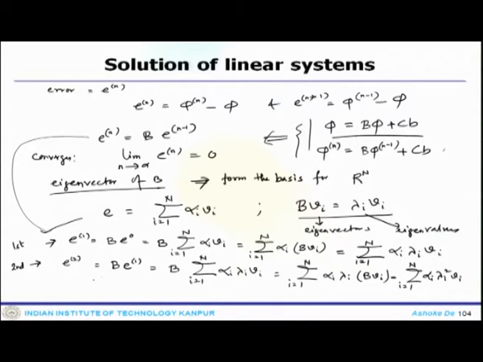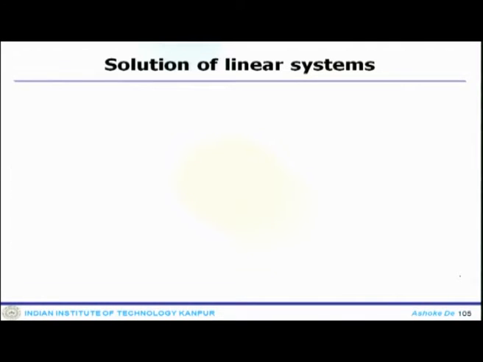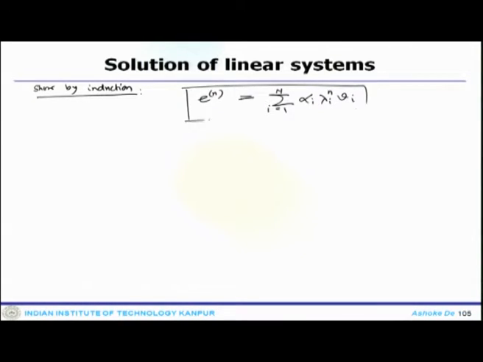Now this can be continued, like the third iteration, fourth iteration and so on, and one can finally obtain or show by induction, for finding the spectral radius, that you express this for the nth level. This is the summation of i equals 1 to n of alpha i lambda i to the power n small vi. So that is what one can write for the n iterative process.